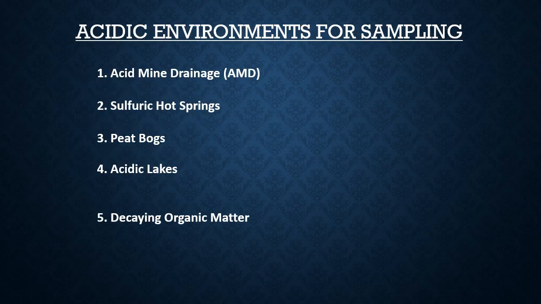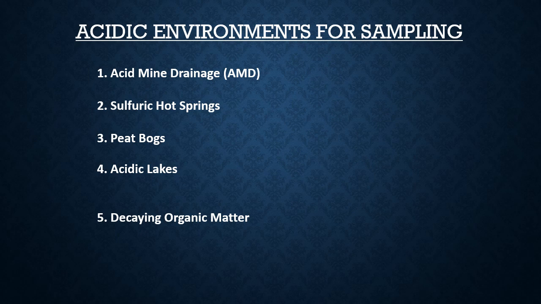Now about sampling environments, because it is not easy to find a naturally acidic environment and get the sample. You need to know what the natural acidic environments are for sampling purposes. First is acid mine drainage. You can find an abandoned or active mining site nearby, if possible. You know about it: the area which is exposed to sulfide minerals.